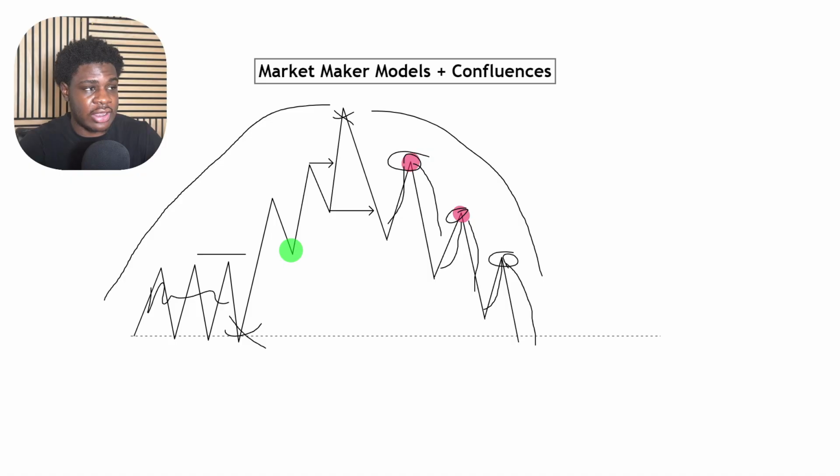And another thing that we can use is confluences. So confluences is pretty simple. It's multiple things stacked on top of each other to give you an idea for whether you should be bullish or bearish on the day. So a common confluence that we can use is an SMT divergence, and let me break it down.